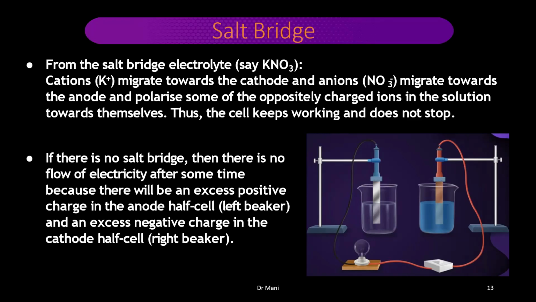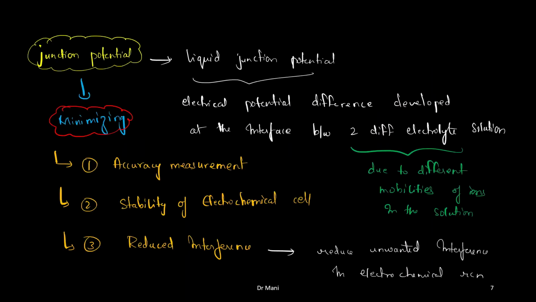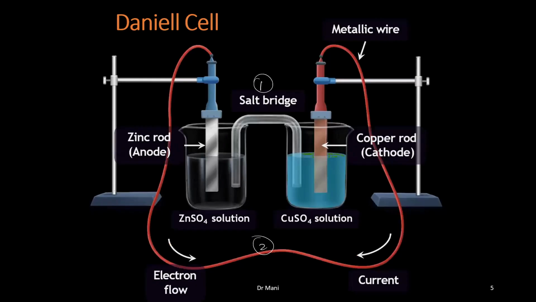See here what it's saying: from the salt bridge electrolyte, say KNO3. That means the salt bridge that is present here, we made with KNO3. This KNO3, I told you, will split into K+ and NO3-. These K+ and NO3- will migrate towards the anode and cathode. Suppose the K+ will migrate towards the cathode. So where is the cathode in this? This is the anode, right? The left one is anode, the right one is cathode.